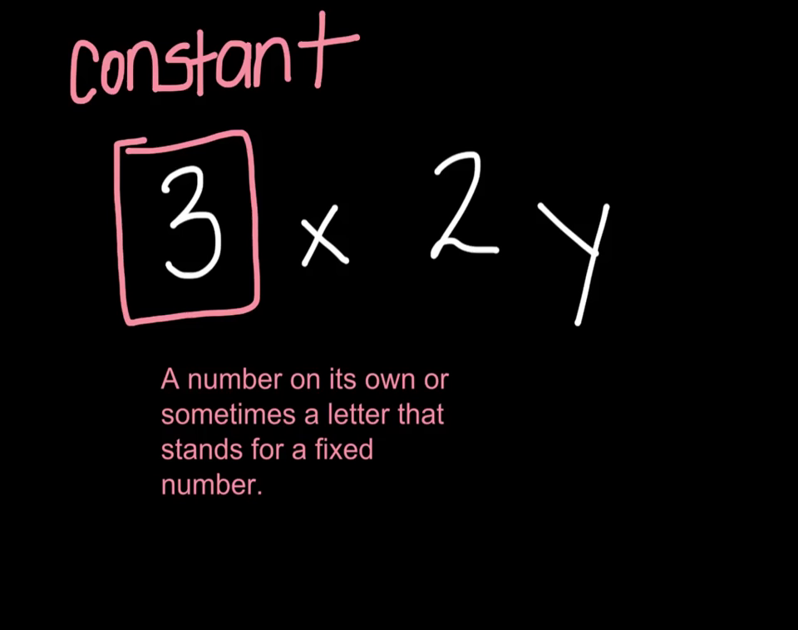The first thing we're going to talk about is a constant. A constant is a number on its own, or sometimes it can be a letter that stands for a fixed number. But the important thing to remember is that it's always alone. It's not attached to a variable or a number, like the 2 and the y are over here. So this is a constant, and you can have multiple constants in an expression or in an equation.